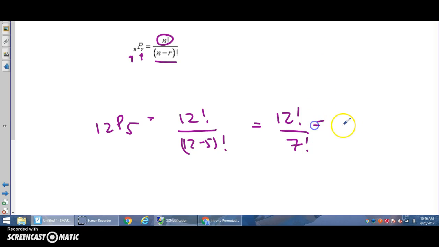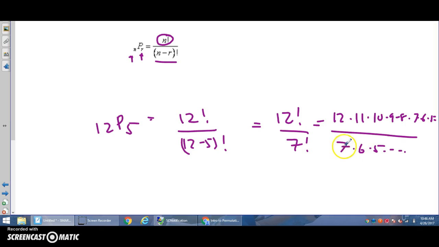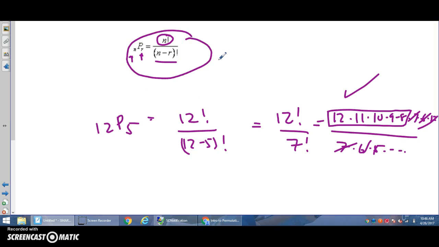Now if you look at this and go, what's up with this? Well, let's expand this for a second. That's 12 times 11 times 10 times 9 times 8 times 7 times 6 times 5, keep going, right? And this is 7 times 6 times 5, all the way down. So what happens here is these guys cancel each other out: 7, 6, 5, 7, 6, 5, and you're left with 12 times 11 times 10 times 9 times 8, which is exactly what you want. So this is just a different way to write what we were looking at earlier. This here is a permutation. They're in order.